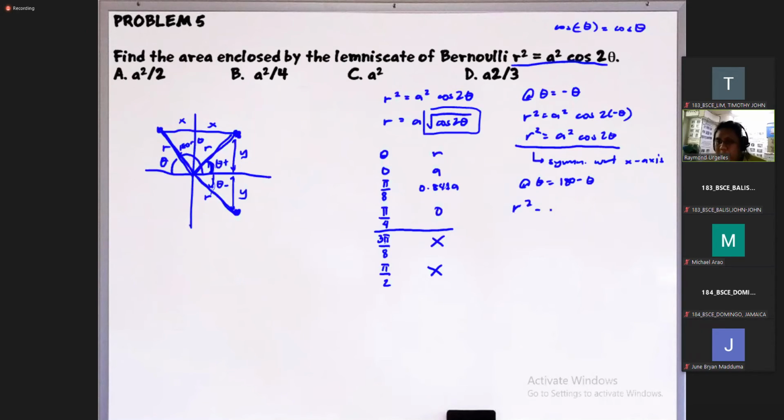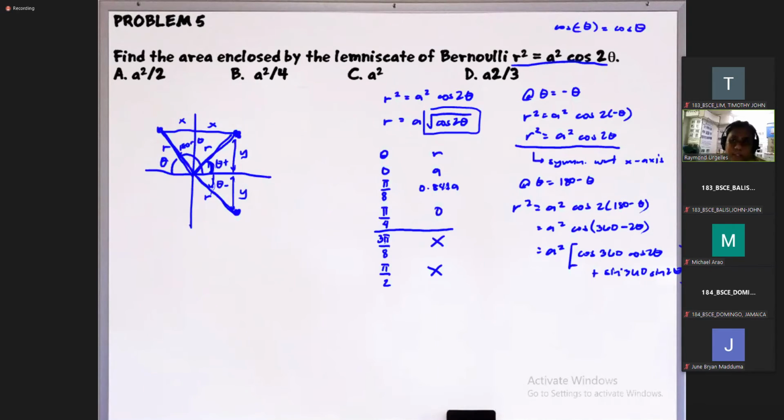So substitute, okay, so this will be a squared cosine of 2 times (180 minus theta). So this will be a squared cosine of (360 minus 2 theta). So pag ginamitan natin yun ng difference identity, diba? So cosine 360 cosine 2 theta, plus sine 360 sine 2 theta. So ano yung sine 360? Sine 360 is 0. So ano yung cosine 360? 1. So therefore, babalik lang siya sa a squared cosine 2 theta.